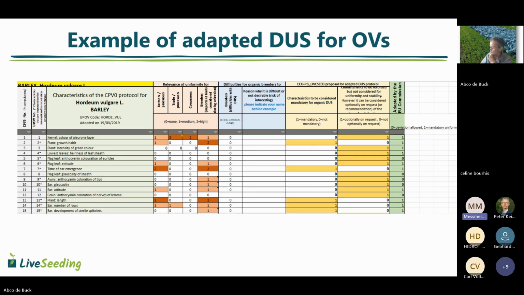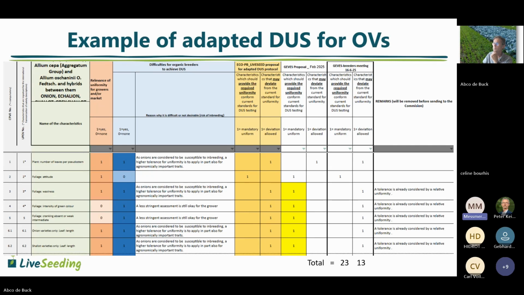No, like in your case, you had said 13 that maybe, and 23 that for sure should be stable, so it would be about 1/3. So one could say there can be off types, maximum 10% if it's self-pollinating, in maximum 1/3 of the characteristics of the DUS protocol.